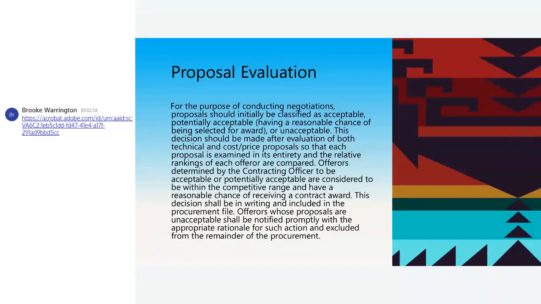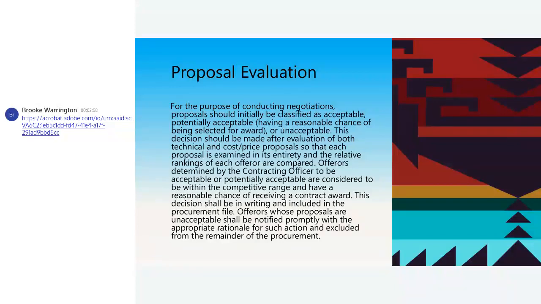For the purpose of conducting negotiations, proposals should initially be classified as acceptable, potentially acceptable, or having a reasonable chance of being selected for award, or unacceptable. This decision should be made after your evaluation of both the technical and cost price proposals so that each proposal is examined in its entirety and the relative rankings of each of your offerers are compared. Offerers determined by your contracting officer to be acceptable or potentially acceptable are considered to be within your competitive range and have a reasonable chance of receiving a contract award. This decision should again be in writing and included in your procurement file.